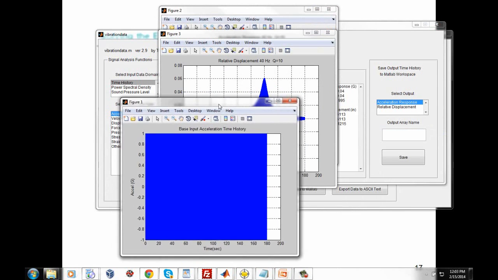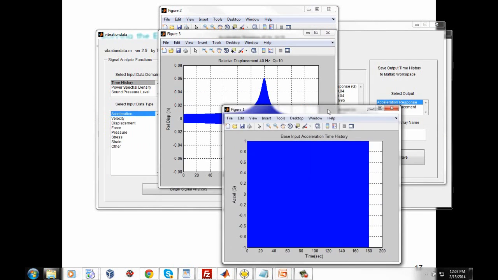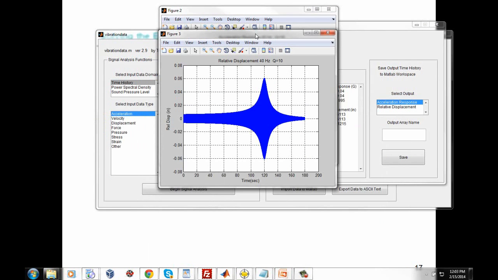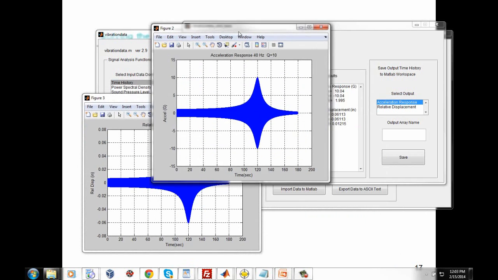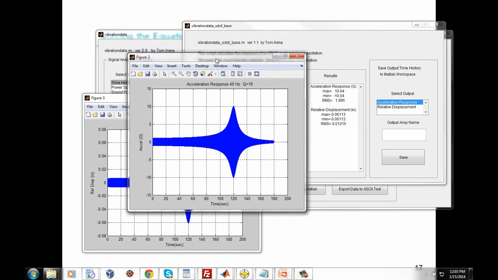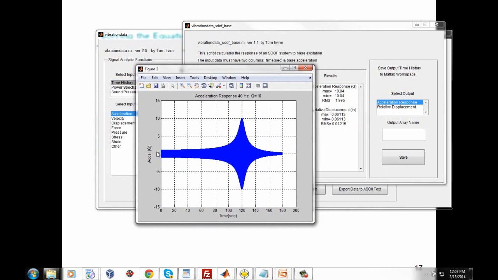Over here in figure 1 is our base input again, which even though it looks like a filled-in rectangular box, is actually a sine sweep function. And here we have our response in terms of relative displacement and our response in terms of absolute acceleration. So acceleration g versus time in seconds. I note that we have a 40 Hertz system and Q is equal to 10.